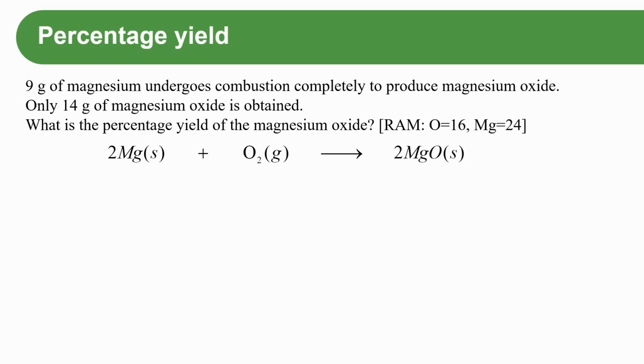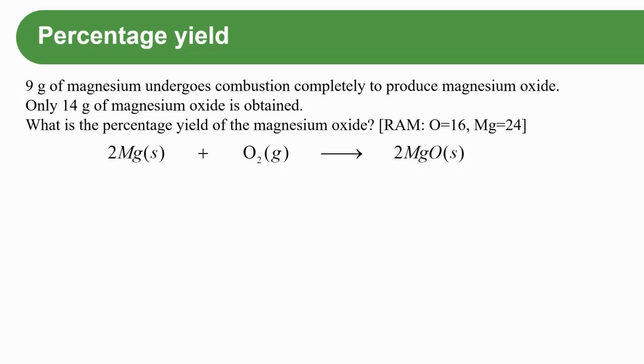Hi everyone. Today in this video I would like to talk about percentage yield as well as percentage purity. But before we look at the question, let's understand a little bit about this term yield. In chemistry, yield means the amount of product produced in actual situation. In actual situation, the amount of product produced might be lesser due to some factors during the chemical reaction.